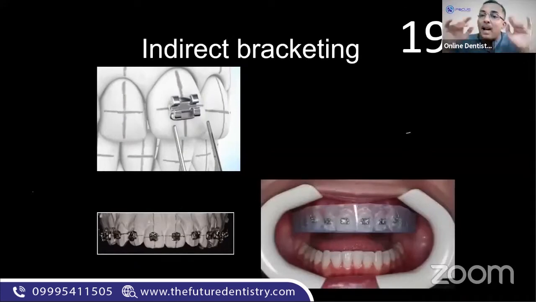Etch all the teeth. Apply primer on all the teeth. Apply composite on all the brackets. Put the tray in, light cure the whole arch and remove that plastic tray. All the brackets are in there. This is called indirect bracketing. What we learned earlier is direct bracketing, where you fix it yourself, which can cause a lot of bracketing errors. In indirect bracketing, there are no errors because the bracket is placed by the lab in the exact perfect position. All you have to do is put it in, light cure, remove the plastic tray, and all the brackets will be there. That's called indirect bracketing. Question number 19.